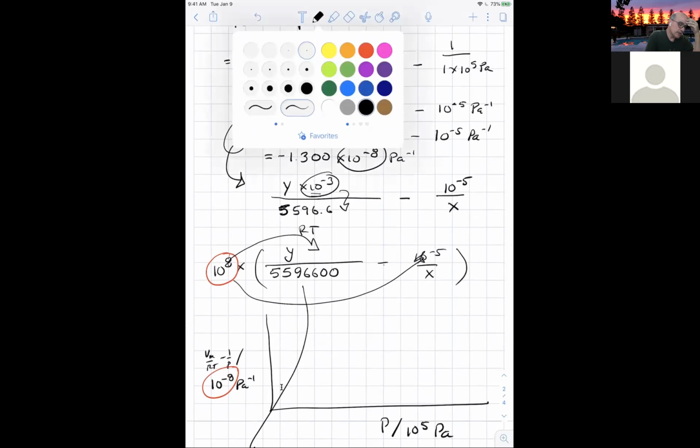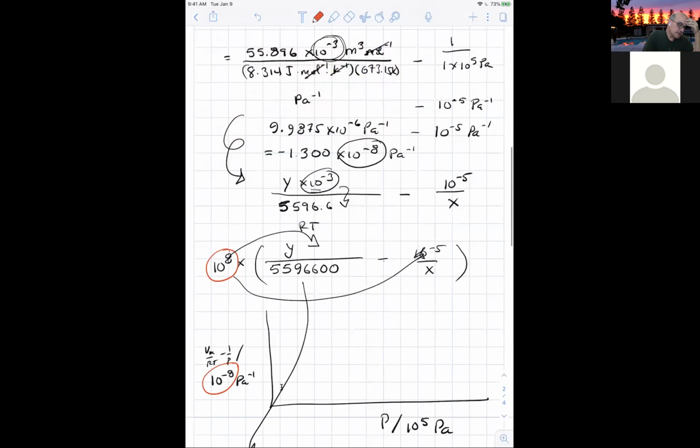It's worth going through it again. So here, this is our answer for the first point. That's our first data point. It's small. It has a factor of 10 to the minus 8, right? So when I plot it, I don't want that. I want to divide that out so I can just plot minus 1.3 instead of 1.3 times 10 to the minus 8, right?